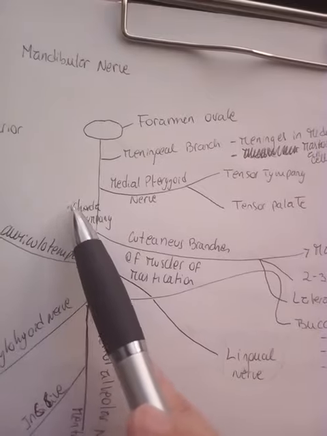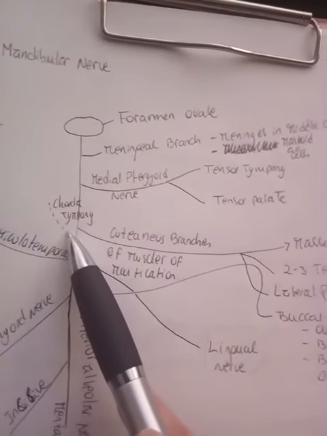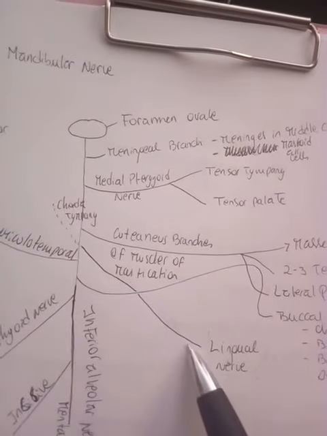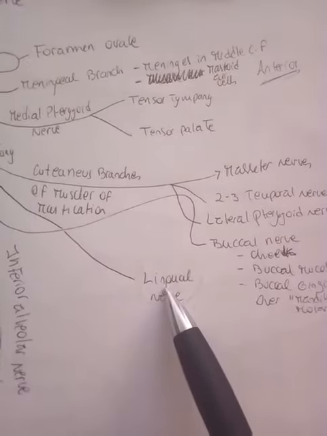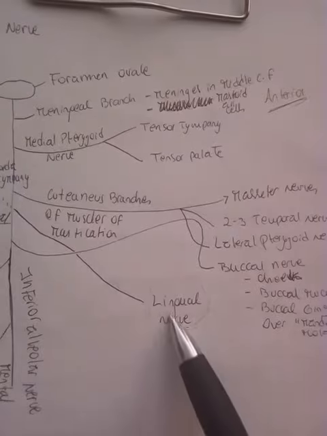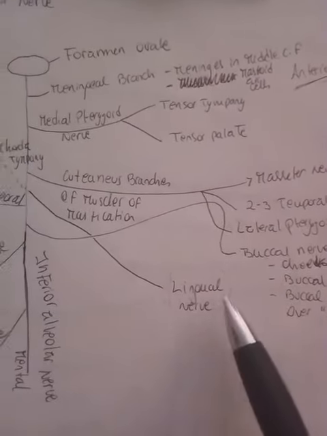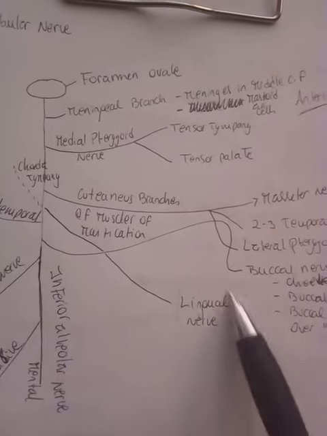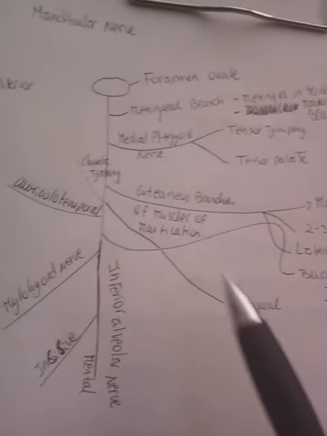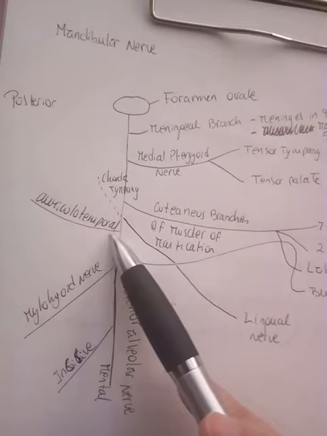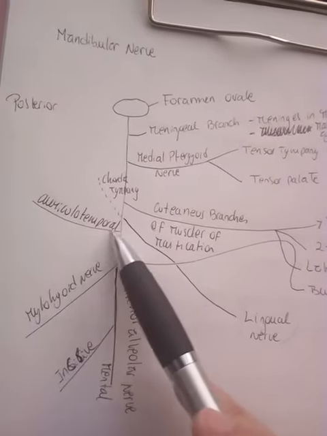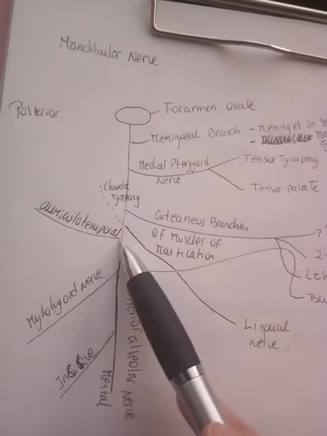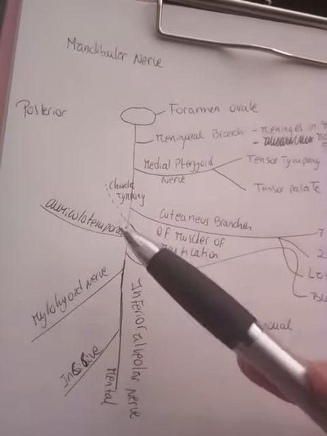Then the chorda tympani will leave the petrotympanic fissure and join the lingual nerve as a hitchhiker. The lingual nerve will supply sensory innervation to the tongue, and the chorda tympani supplies special sense to the 2/3 anterior tongue. Then we'll have the auriculotemporal nerve. Auriculotemporal nerve is sensory to the deep and superior part of the parotid gland.